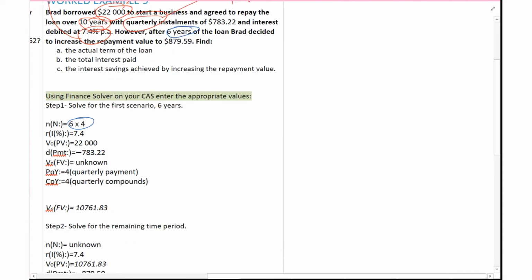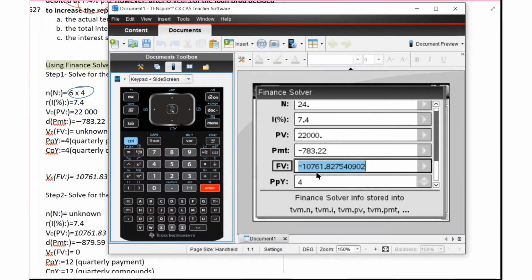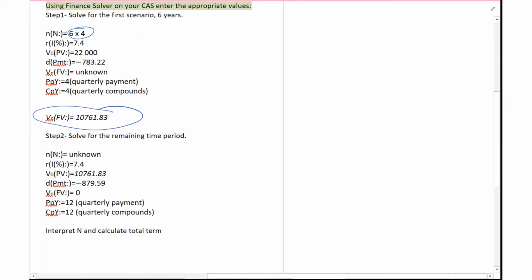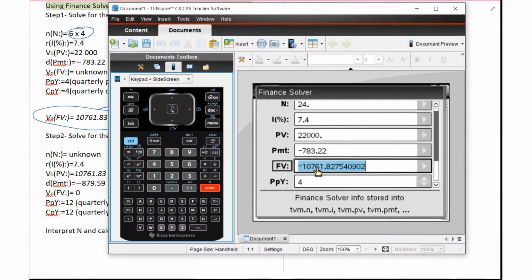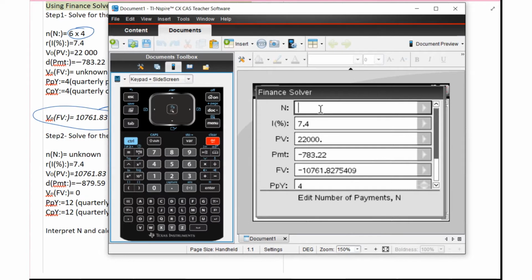So at that point, the actual term of the loan, it's a multi-step process. So what you can see here is 10,761 is my value here. So I've done the first step. Then I do the remaining term of the loan. I'm solving for n now. I don't know this now because everything else has changed. And my interest payments are the same.